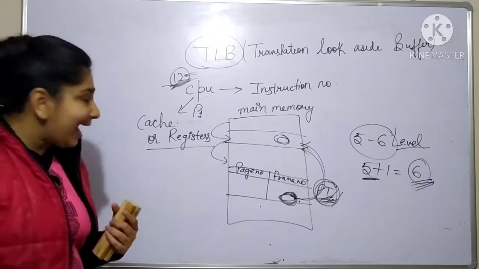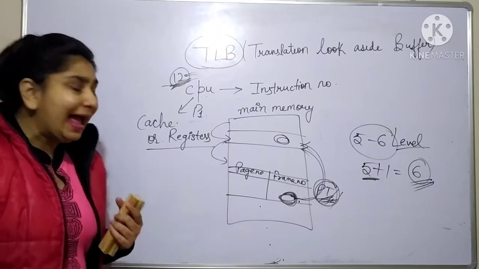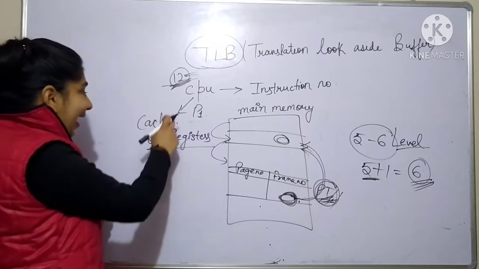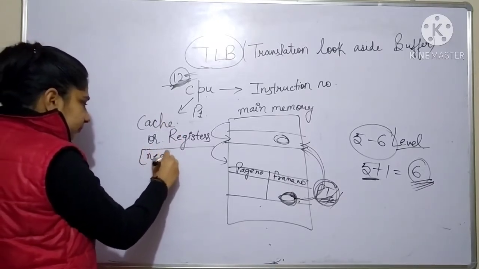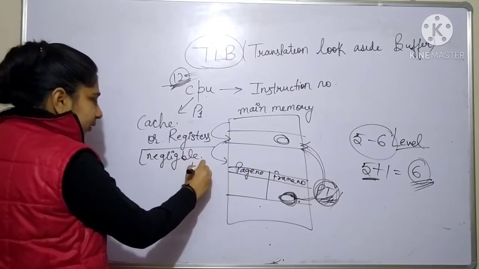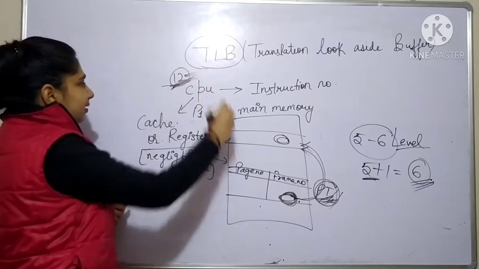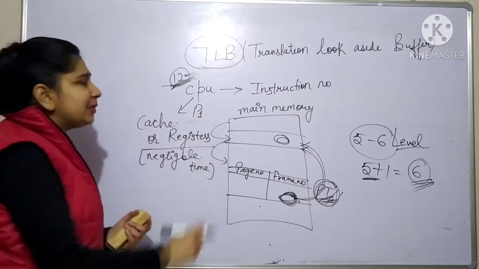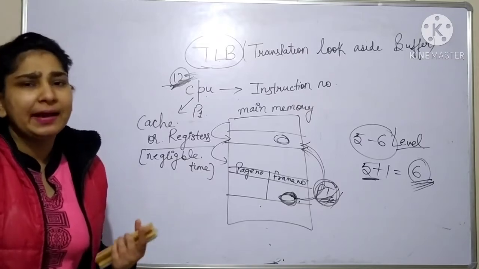Okay, your cache and registers are very close to the CPU, and accessing data from registers or cache needs negligible time. Okay, and I know that my 12th instruction is requested by the CPU again and again for process P1. So I don't want to waste my time.